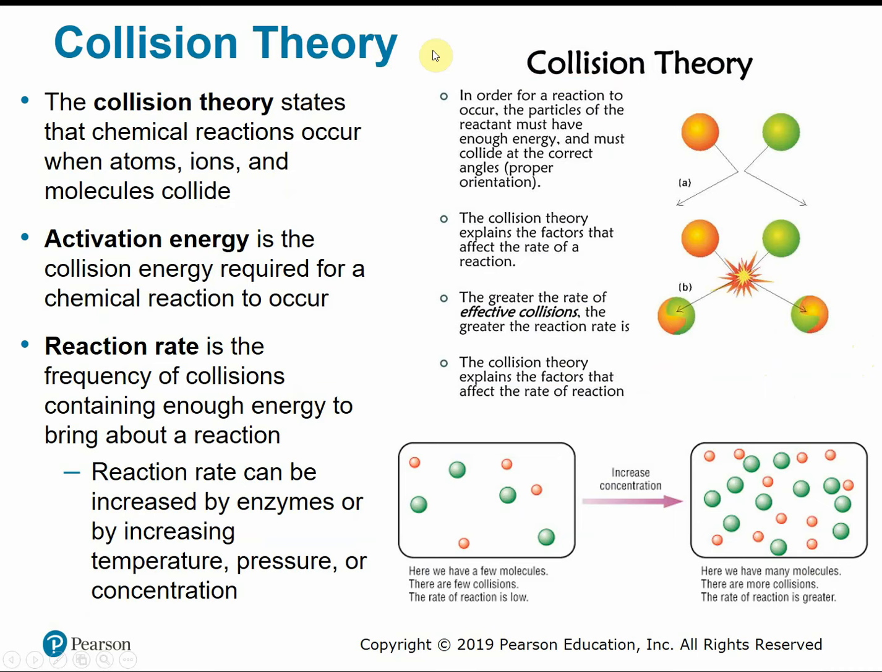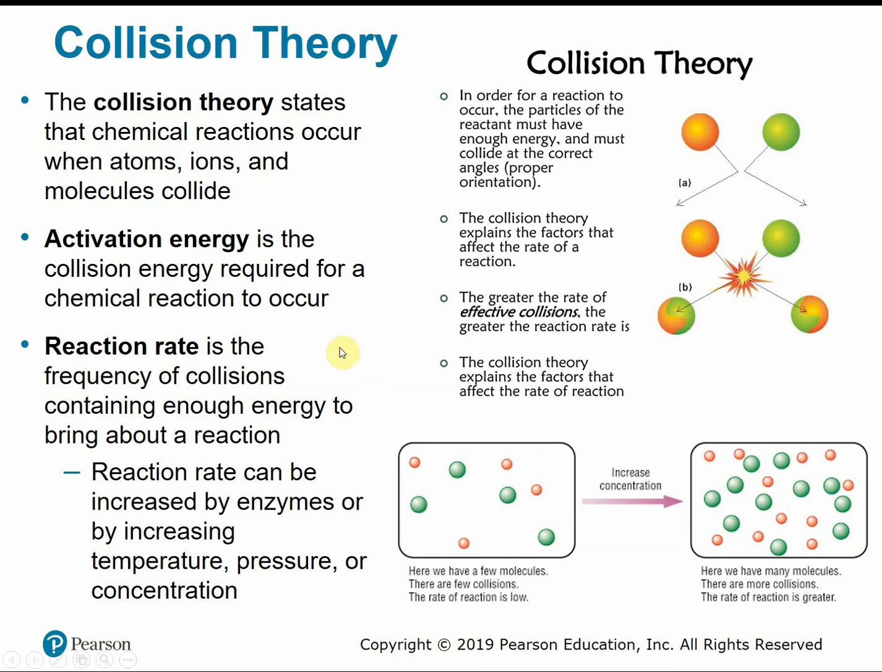Collision theory states that chemical reactions occur when atoms, ions, and molecules collide. In order to form these molecules and have these chemical interactions, these atoms and molecules have to have physical contact. They have to bump into each other, and they have to bump into each other at an effective rate. If it's not strong enough, they won't have enough force to have that reaction. They also have to collide at the proper angles. Activation energy is the collision energy that's required for the chemical reaction to occur.